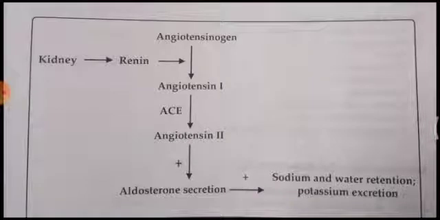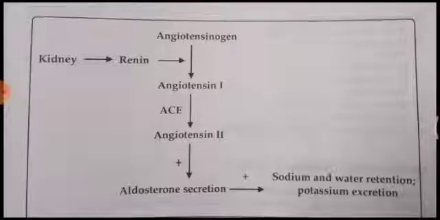So here you can see whatever was discussed above is shown in the flowchart. Angiotensinogen is converted to angiotensin 1 with the help of renin, which is secreted from the kidneys. The angiotensin 1 is converted to angiotensin 2 by angiotensin converting enzyme. The angiotensin 2 is going to influence the aldosterone secretion, and that aldosterone in turn is going to reabsorb the sodium and chloride and thereby retain the water.